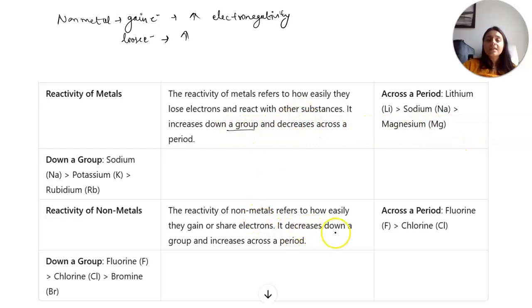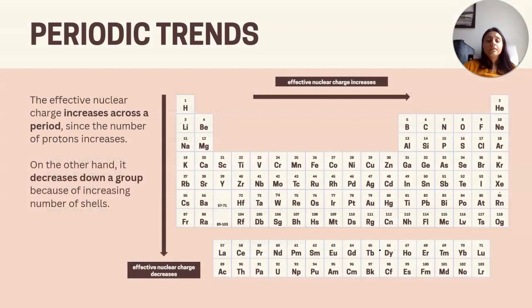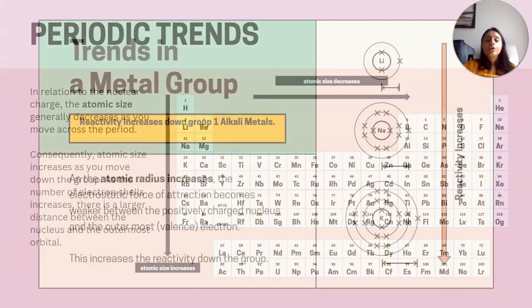Reactivity of non-metals is less on the left because as we go from left to right there are the non-metals, and that is why across a period it increases. The reactivity of nonmetals refers to how easily they gain or share electrons. It decreases down a group and increases across a period. These are certain periodic trends as we go from left to right in the period and from top to bottom in the groups.